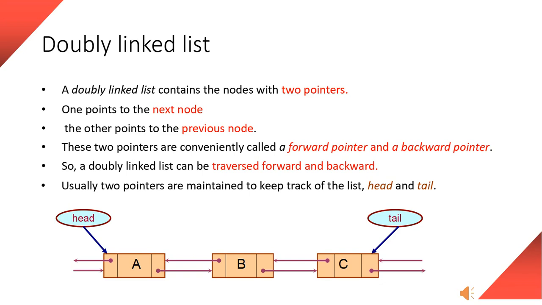A doubly linked list is a complex type of linked list in which a node contains a pointer to the previous as well as the next node in the sequence. Therefore, in a doubly linked list, a node consists of three parts: node data, a pointer to the next node in sequence, and a pointer to the previous node. These two pointers are conveniently called a forward pointer and a backward pointer. An example of a doubly linked list is shown in the figure. So, a doubly linked list can be traversed forward and backward. Usually, two pointers are maintained to keep track of the list head and tail.